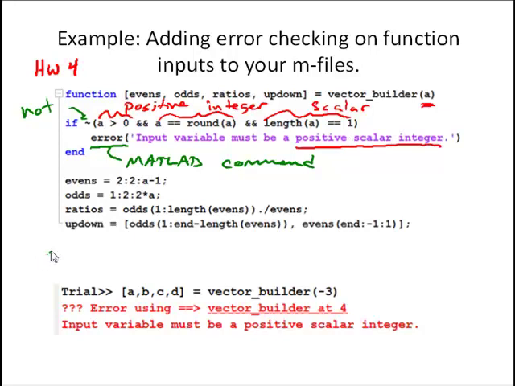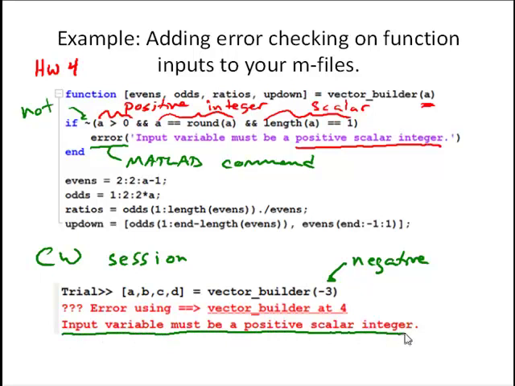So down below we can see an example command window session using this function. Here's a negative value. Plugging in that negative value causes the logical test here to evaluate as false, which the not operator changes to true, which makes the if block execute, and that outputs the error. And so here you see the text: Input variable must be a positive scalar integer. That's the same text that we told it to output right here.